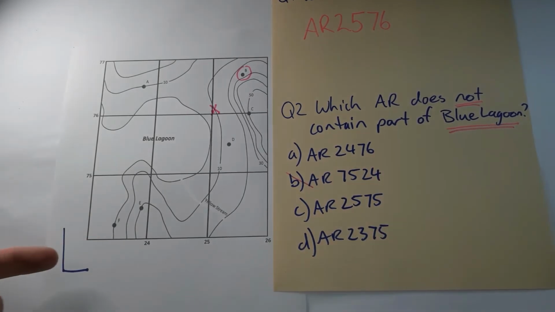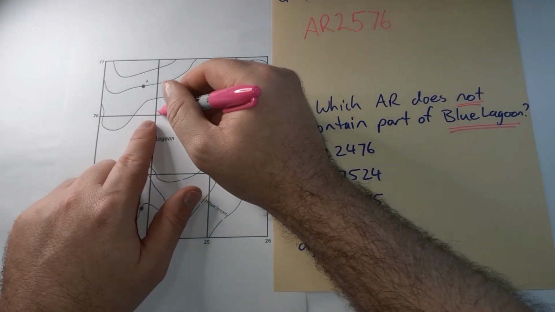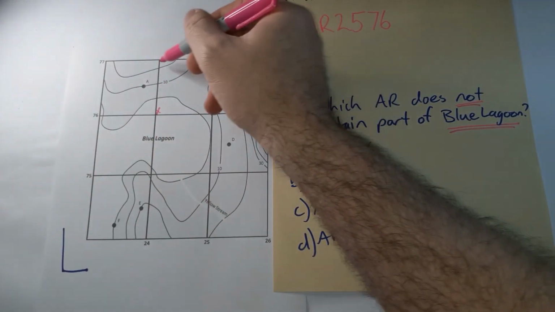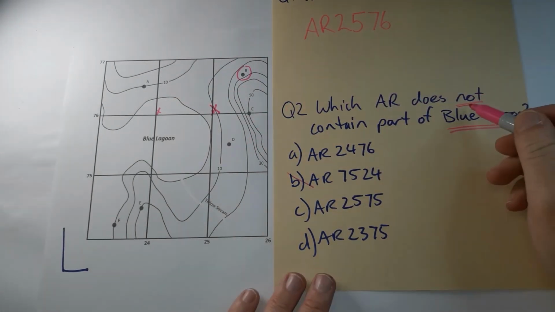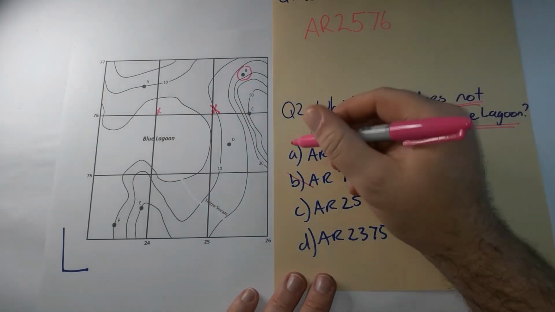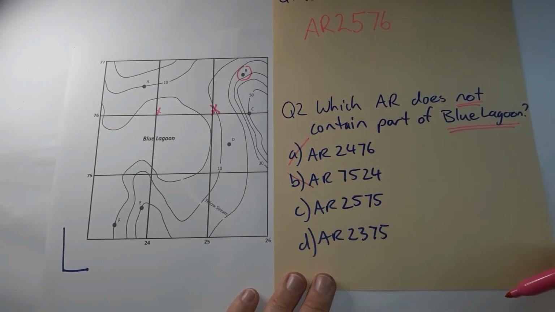AR2476, so I start at the bottom left hand corner, I go across to 24, and I go up to 76, so that's the bottom left corner of this square, and it actually contains some white. So that means it does contain part of Blue Lagoon. So that's going to be wrong because it doesn't meet the needs of the question.